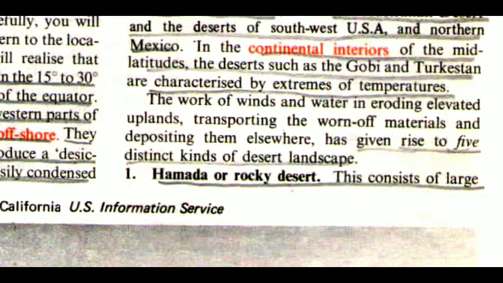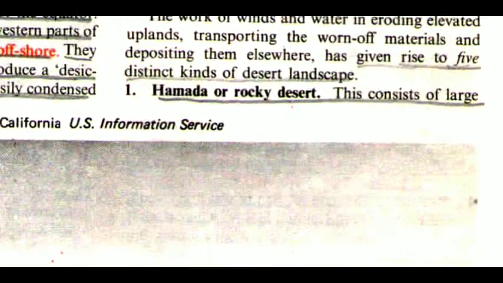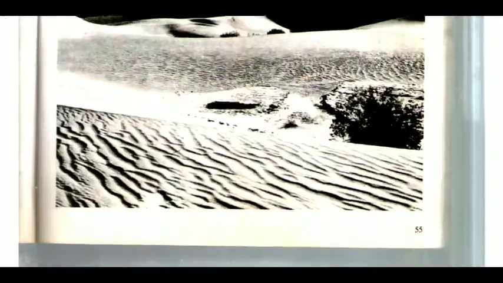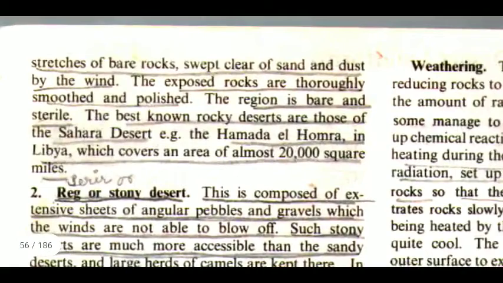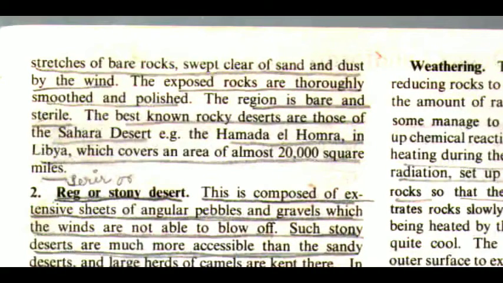The first one is Hamada or rocky desert. This consists of large stretches of bare rocks swept clear of sand and dust by the wind. The exposed rocks are thoroughly smooth and polished. The region is bare and sterile. The best known rocky deserts are those of the Sahara Desert. Example, the Hamada el Homra in Libya, which covers an area of almost 20,000 square miles.